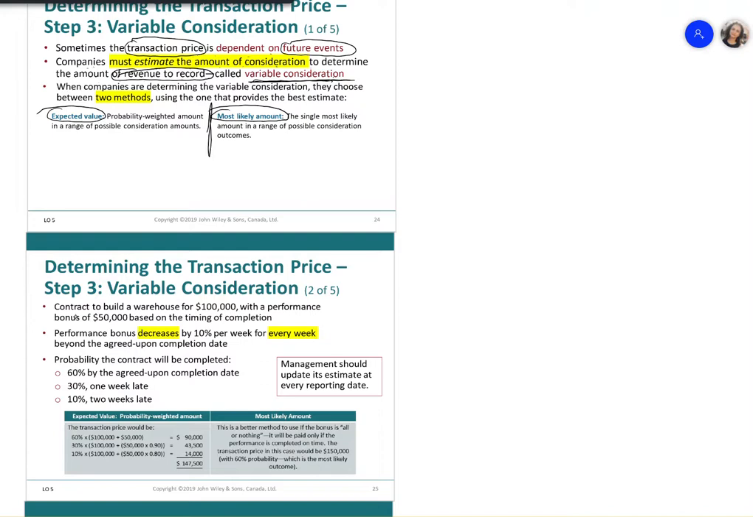In this case, there is a contract to build a warehouse for 100,000 with a performance bonus of 50,000 based on the timing of the completion. On top of the 100,000, we're going to get a bonus. The 100,000 we are going to get for sure, but the 50,000 we are not sure when we are going to receive it, or if we're going to receive it. That depends on some probabilities. In this case, the performance bonus decreases by 10% for every week that we go over.